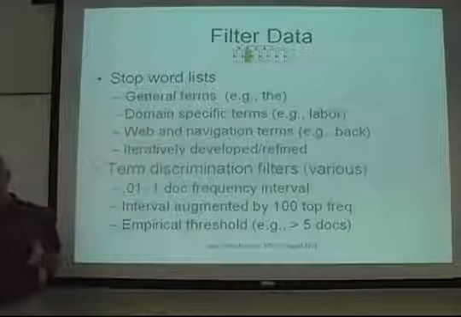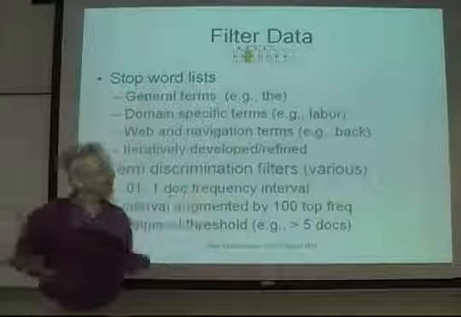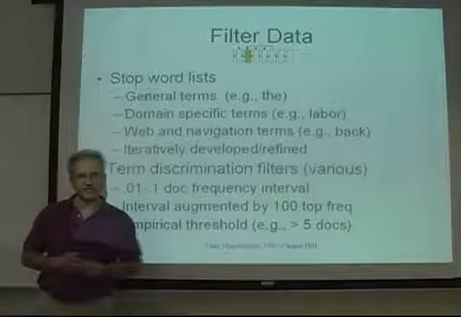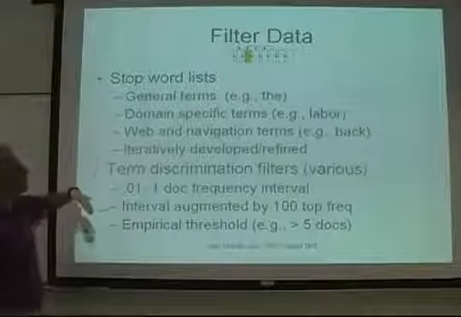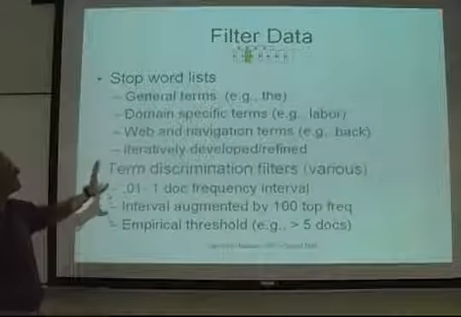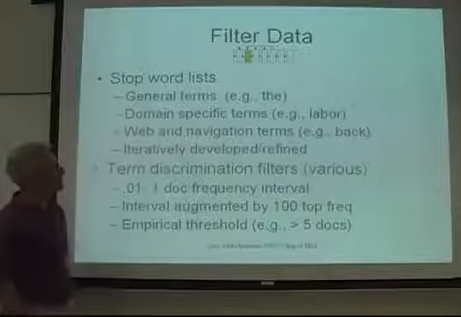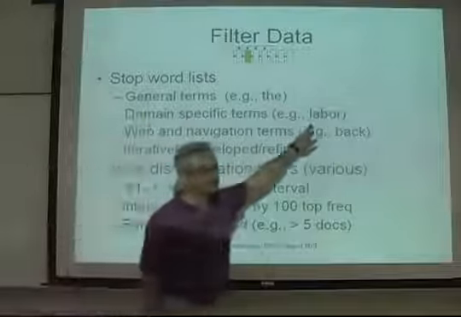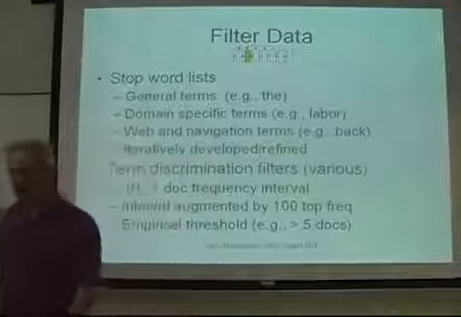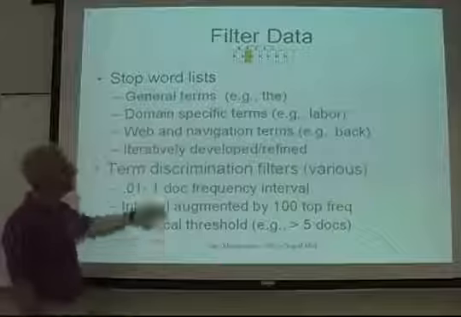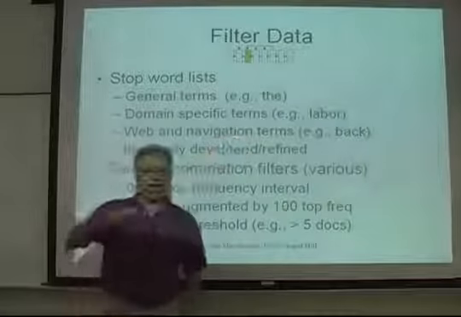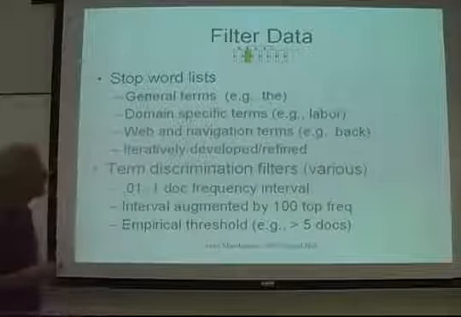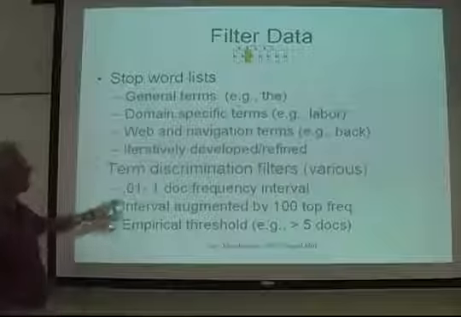Now that you've built this representation, which is basically this gigantic matrix, it's pretty hard to deal with computationally. So usually we want to try and reduce it further. One way to do that is to filter the data: get rid of the stop words, the general terms, the thes and us and so on. Domain-specific terms: labor, on the Bureau of Labor Statistics website, may not be that helpful. Web and navigation terms, the back button is on everything, so the words back or home, things like that, we took out. Now home, actually, I don't think we took out.